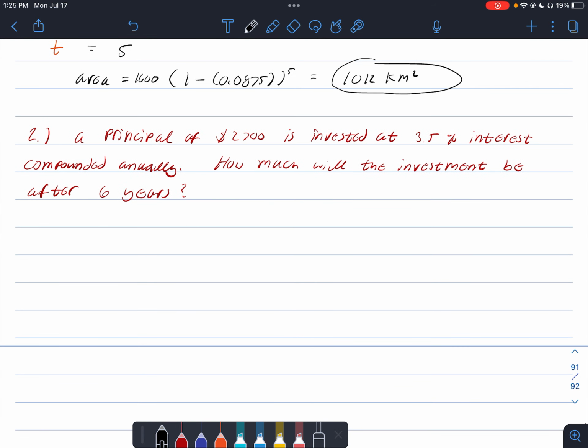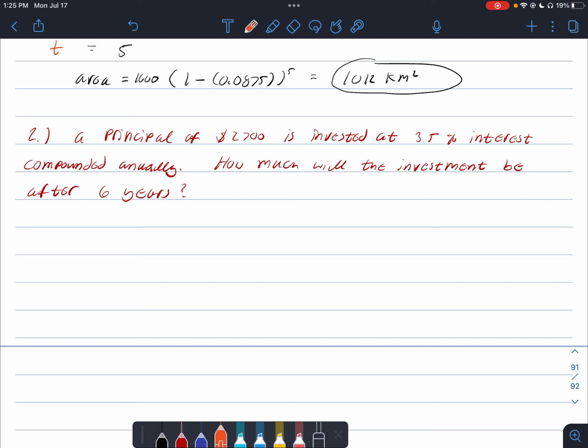All right, so let's take a look at this one. Let's say we have a principal. A principal just means an initial investment. So this is how much we're initially investing right up front. A principal of $2,700 is invested at 3.5% interest, and it's compounded annually. We're going to talk a little bit more about compound interest in a little bit, but right now just think of this as a basic exponential growth problem. It says, how much will the investment be worth after 6 years?